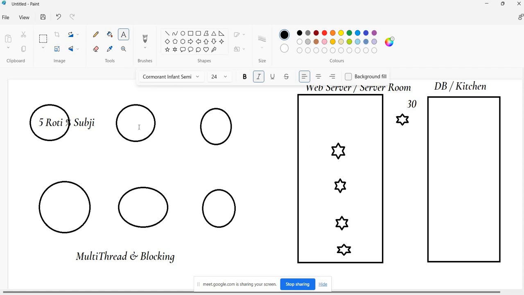Again, if a new person comes, a new thread will go and wait at the kitchen. So here we should understand that this thread is completely busy until we get the response from another server or some database or any other backend service. This blocking nature is the biggest problem for us, because we are wasting a lot of time just waiting until we get the response. It is waiting at the kitchen.